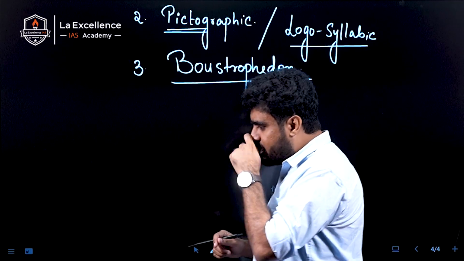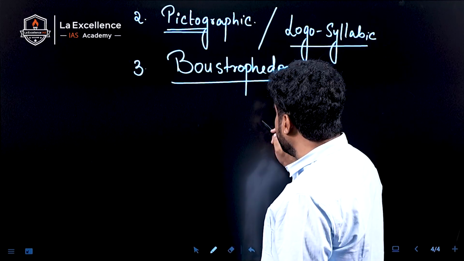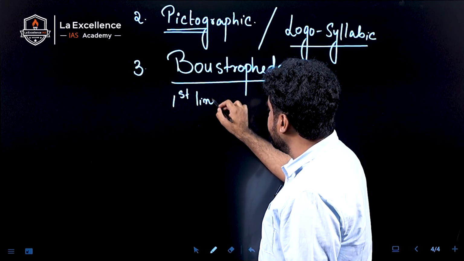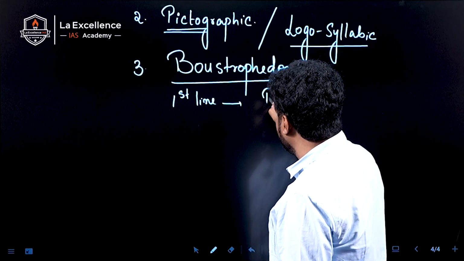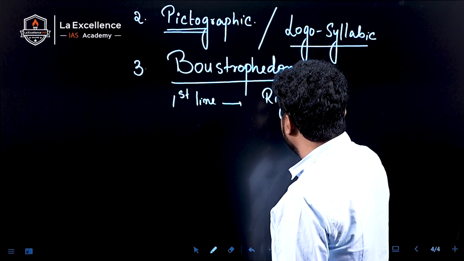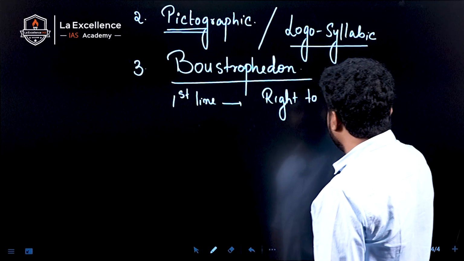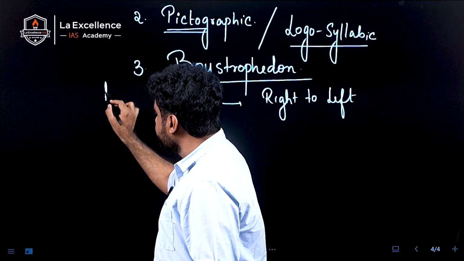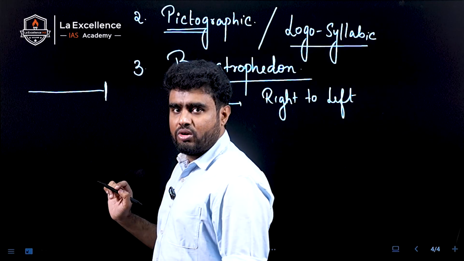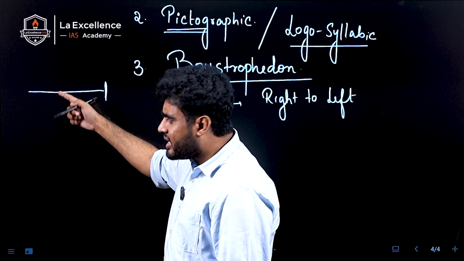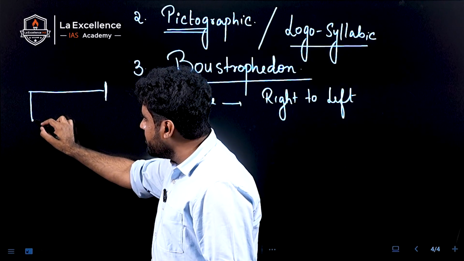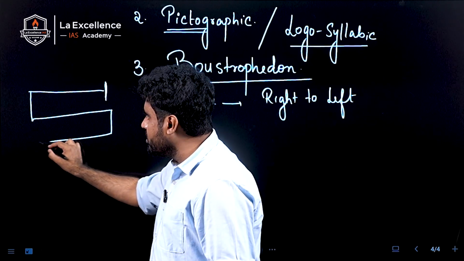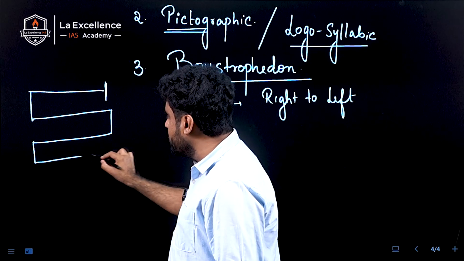The linguistic experts have clearly observed that in general, the first line or sentence of the Indus Valley script generally started from right to left. So the first sentence will start from the right and then go to the left, whereas the second sentence will start from the left and then go to the right. Again from right it will go to the left. Again from left it will go to the right.